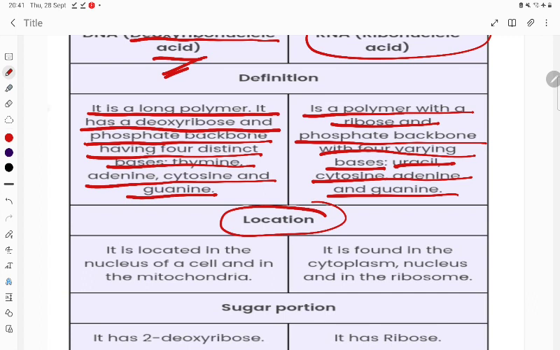What are the locations if you talk about the DNA and RNA student? So the location is also going to be different. So DNA, if you see, it is found in the nucleus of the cell and in the mitochondria, and RNA is found in the cytoplasm and cytoplasm student.